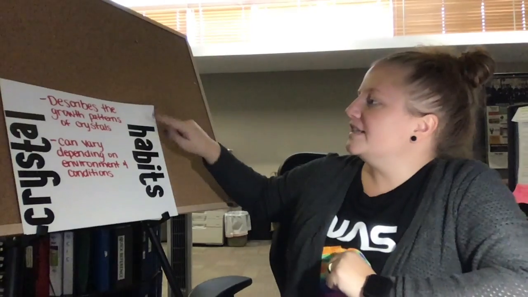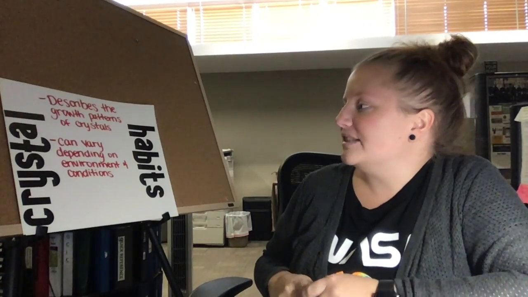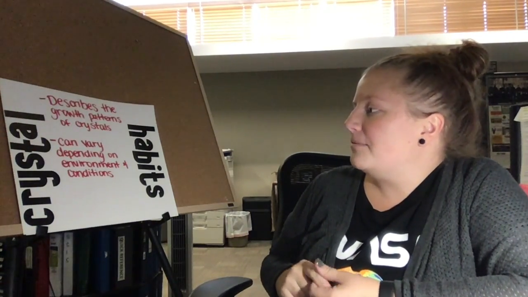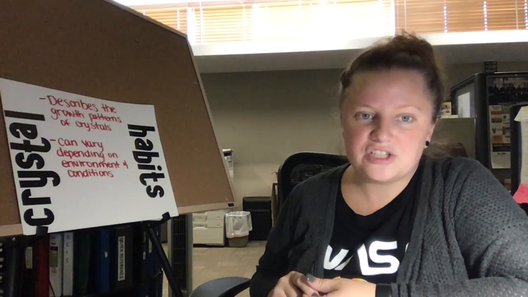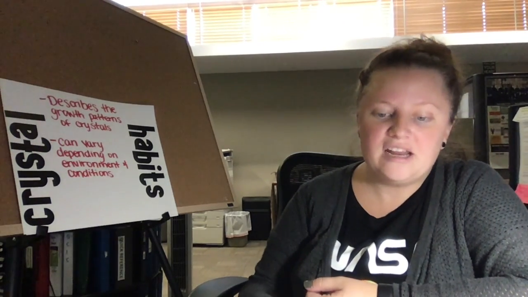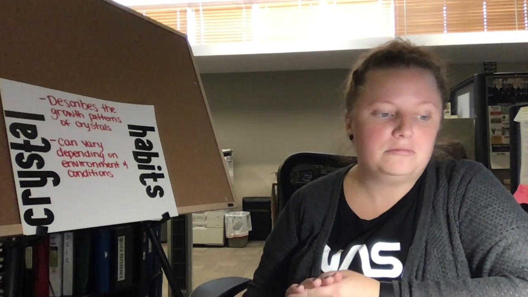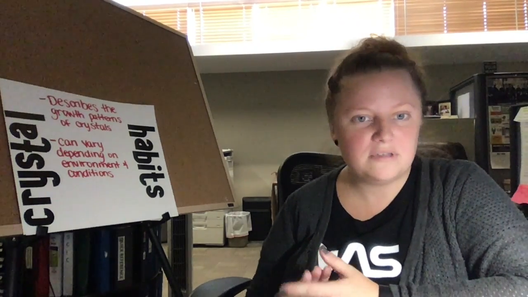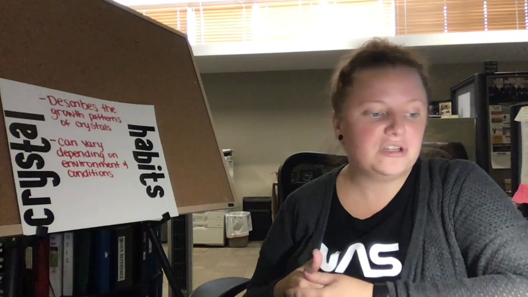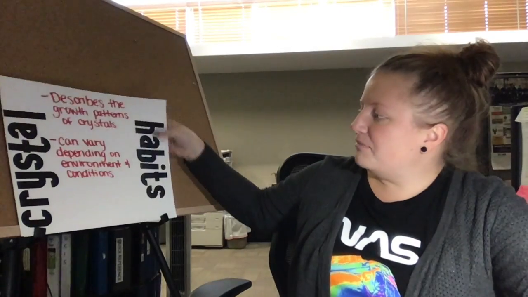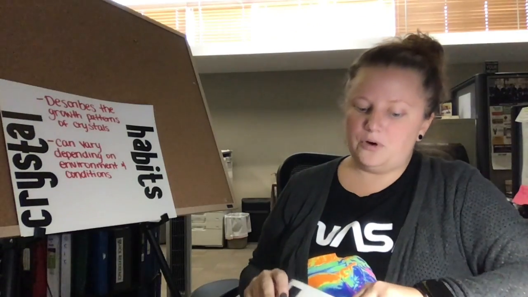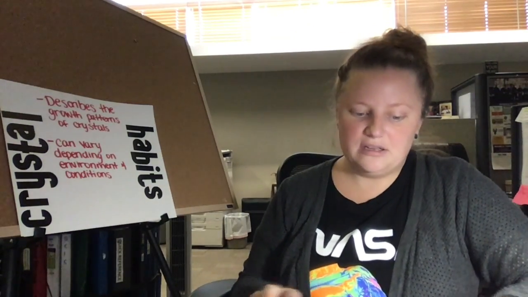There we go. Crystal habit describes the growth patterns of crystals in the mineral, and the crystal habit can vary depending on the environment and the conditions that the mineral is growing in. In a perfect environment, it will grow perfectly like a cube if that's the mineral that you're looking for. The crystal habit has many different forms that it can take and combinations.